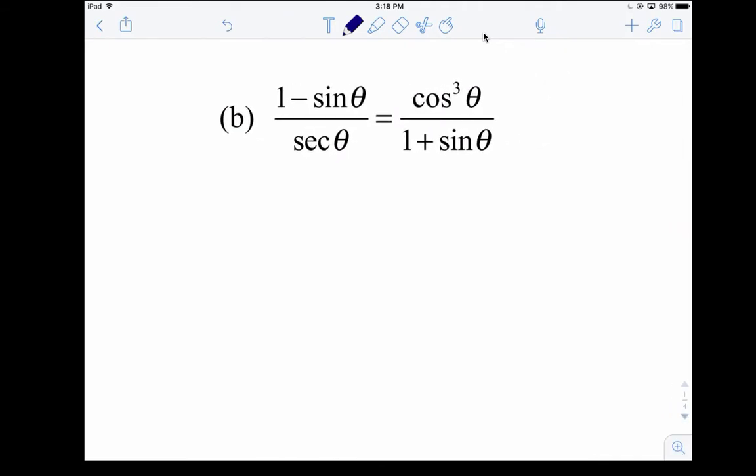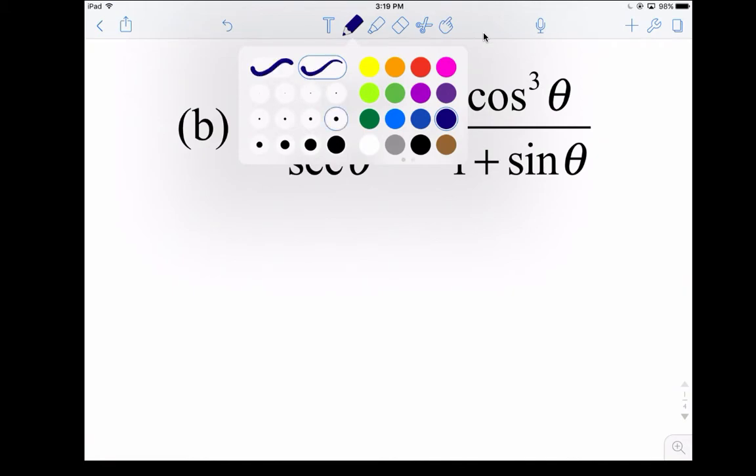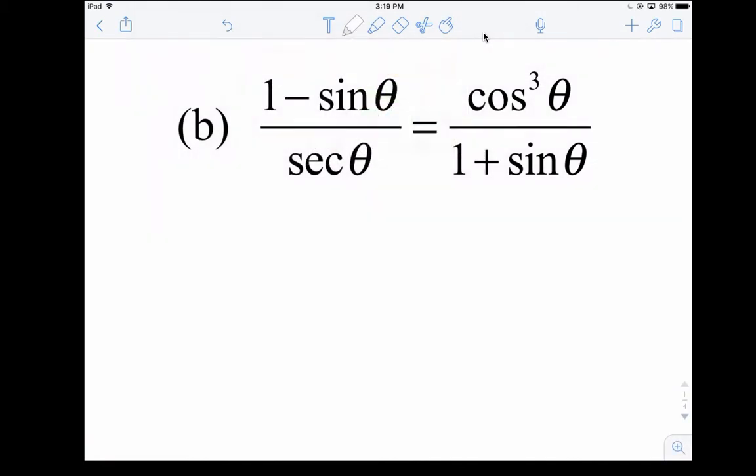Now, looking at the second one. Okay, let's see here. What I would probably do is work with the left side. So I have 1 minus sine over secant. Now, 1 minus sine, to really do anything with that, anytime that you see a factor where it's 1 minus something or 1 plus something, what you can do is multiply that by its opposite. The opposite of 1 minus sine would be 1 plus sine.